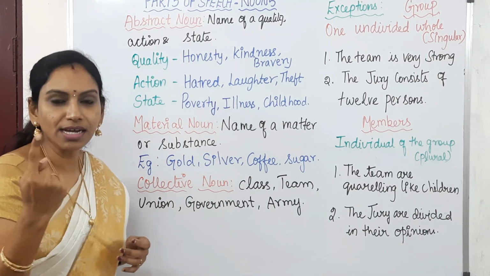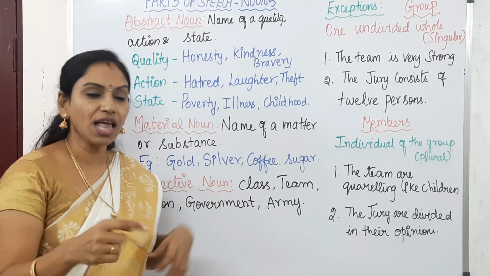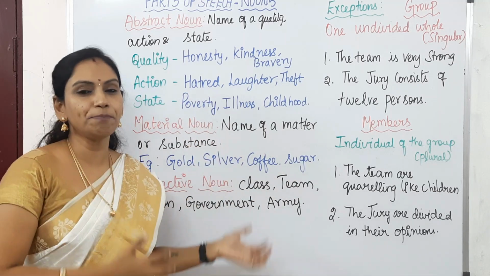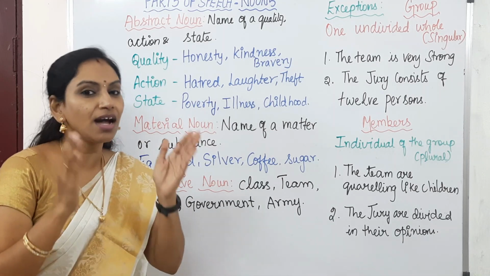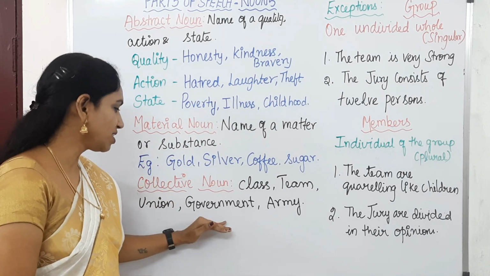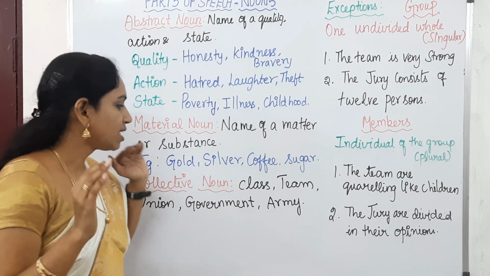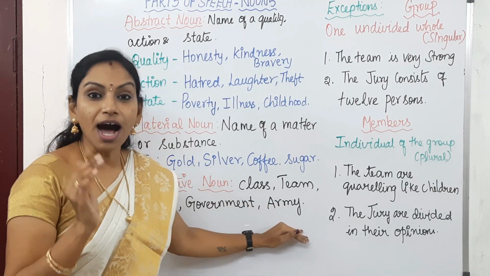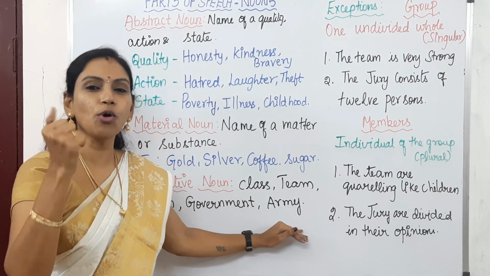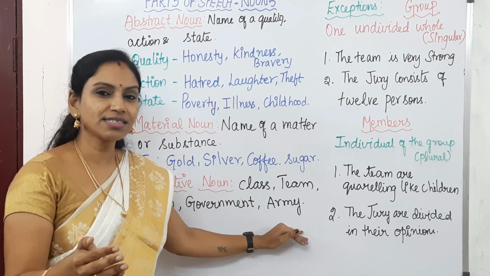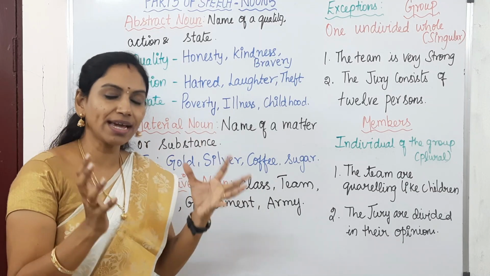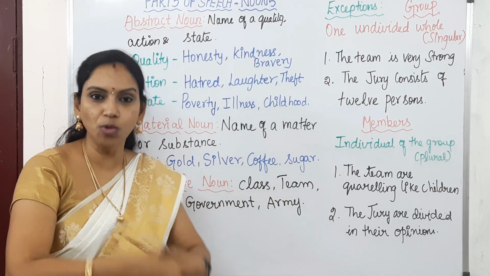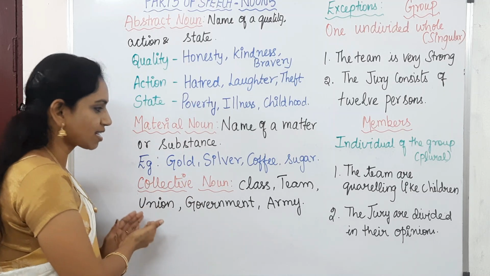Next, government. Government is not a single word, isn't it? Government will have the Prime Minister, Chief Minister, MP, MLA, a group of leaders who together make a government. So government is also a collective noun. Then, army. Army is a group of soldiers. So, likewise, a group of some nouns, you call it a collective noun.